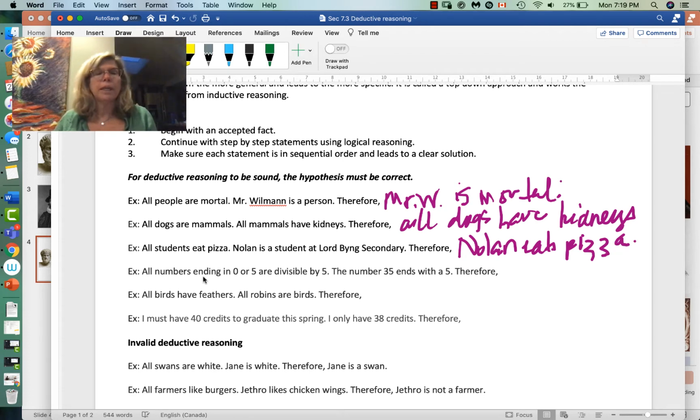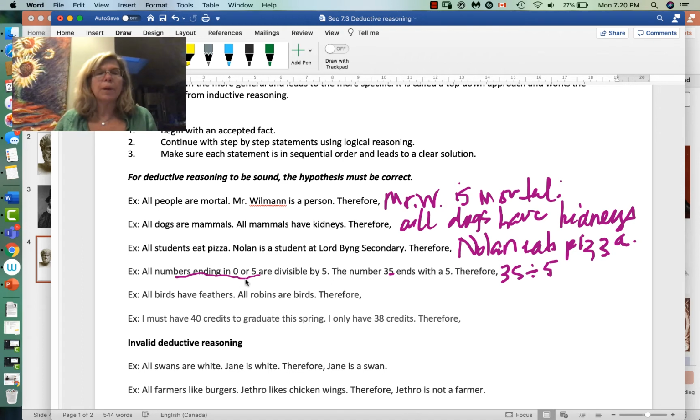Okay, all numbers ending in 0 or 5 are divisible by 5. The number 35 ends with a 5. Therefore, 35 is divisible by 5. Now, note how these are going. The first sentence is the concrete accepted fact: all numbers ending in 0 or 5 are divisible by 5. So that's a fact. And then the number 35 ends in 5. Well, that's obvious too. So therefore you can say 35 is divisible by 5.